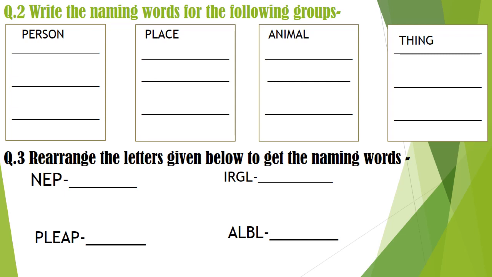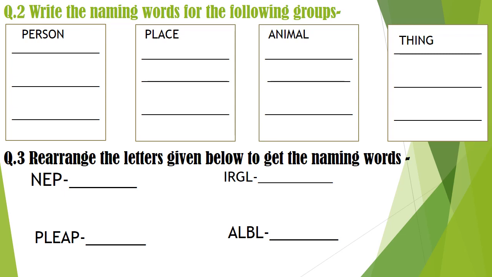Third one is animal. Write down the name of any 3 animals. Fourth one is thing. Write down the name of any 3 things. The person means log, place means जगह, animal means जानवर, thing means चीज़. So you have to write down these naming words.